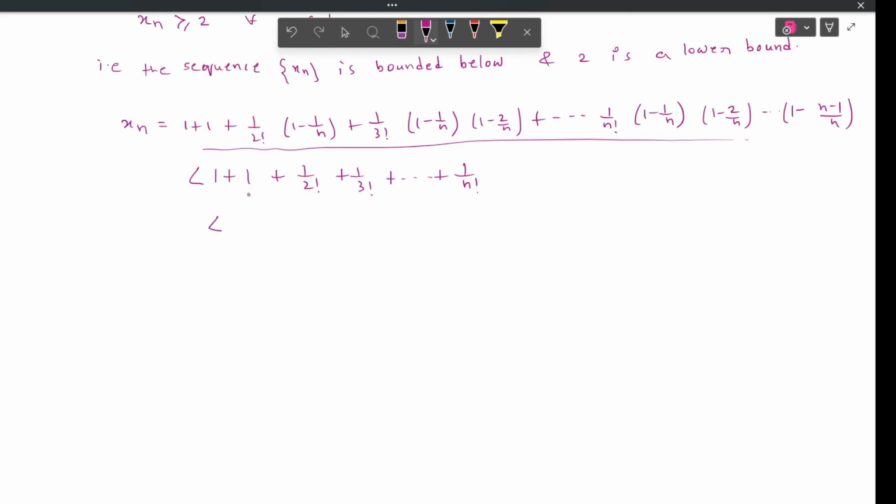So you can say this is less than 1 plus 1 plus 1 by 2 plus 1 by 2 to the power n, up to 1 by 2 to the power n minus 1. This term is again less than this term, because if you see, 1 is same, 1 is same, 1 by 2 factorial is 2, no issues. 1 by 3 factorial is 3 into 2, that is 6. And if you put 2 here, then you will get 4, right? So this term is less than this value, we can say.